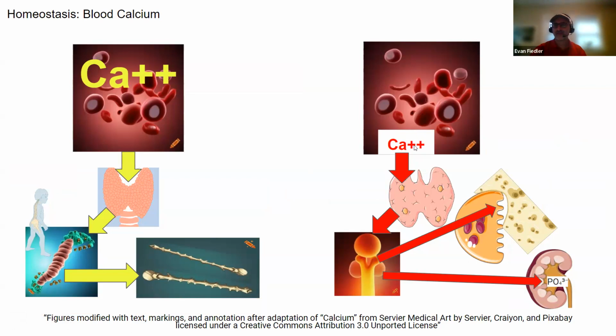Low blood calcium stimulates the parathyroid glands to release parathormone, which stimulates osteoclasts, crush, to break down bone, put that calcium back in the blood to bring it back up. It also causes the kidneys to excrete phosphate so that hydroxyapatite isn't formed.